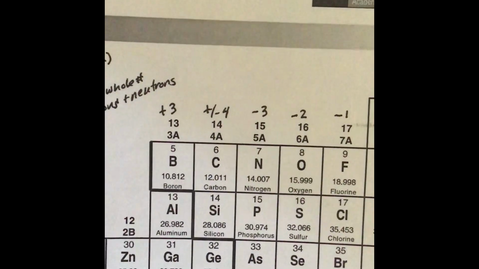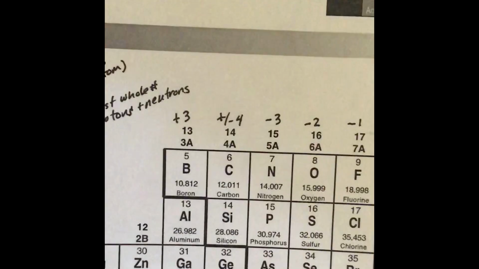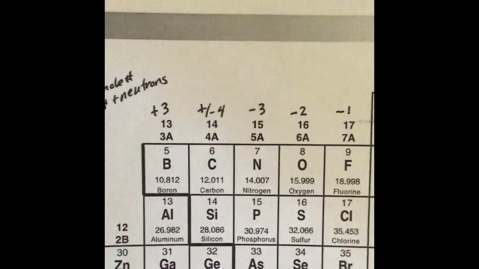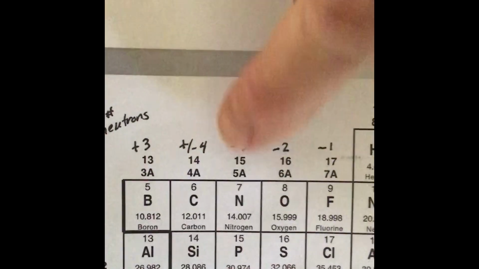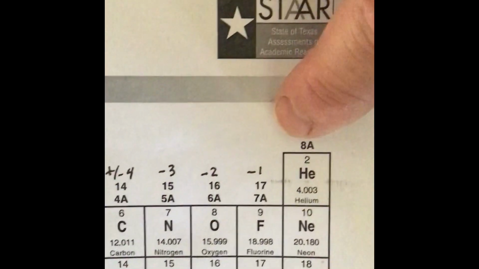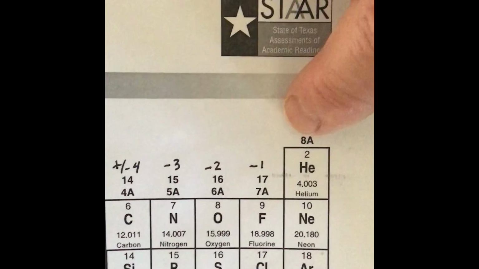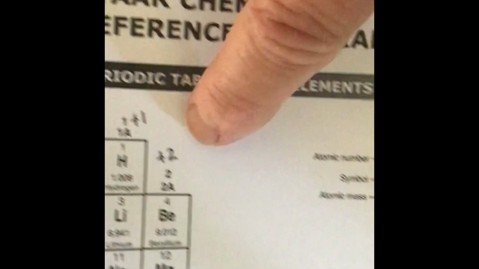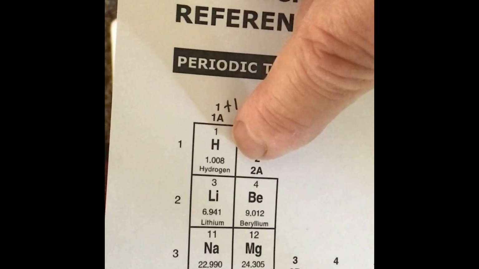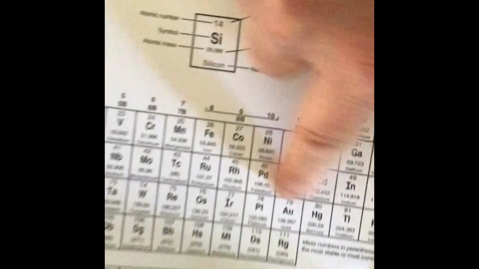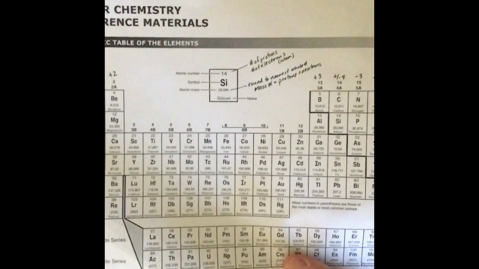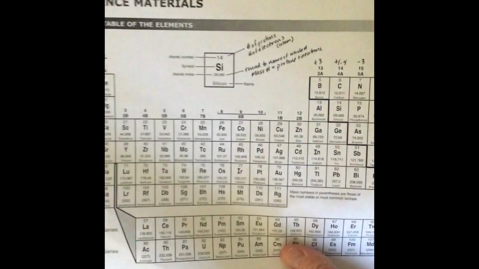If you look at the numbers that have the A next to them, that will tell you how many valence electrons they have. Nitrogen will have 5 valence electrons. Oxygen will have 6, fluorine 7, and all of these except for helium will have 8 valence electrons. Over here, group 1 will have 1 valence electron. Group 2 will have 2 valence electrons. Don't worry about all of these in the middle, the crazy ones, the transition metals. We're going to talk about those later.